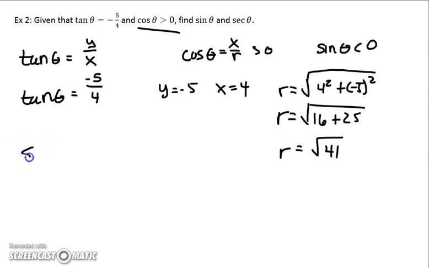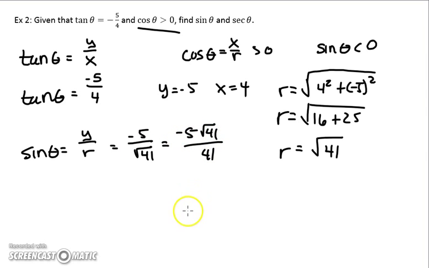We're trying to find the sine value. So sine of theta is going to be y over r. So we're looking at negative 5 over radical 41, which is negative 5 radical 41 over 41 after you rationalize your denominator. And they want secant. So secant is equal to r over x. Our r value is radical 41, and our x value is positive 4. So radical 41 over 4 is going to be our secant value.